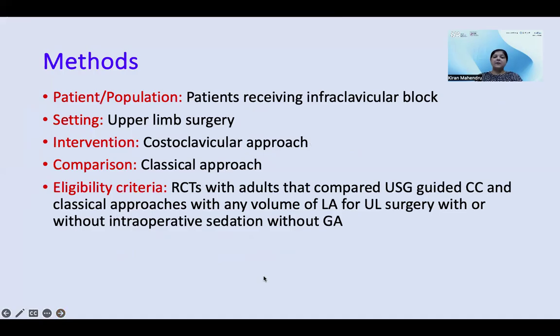The population was the patients receiving infraclavicular block in a setting of upper limb surgery, with the intervention group being the costoclavicular approach and the comparison group being the classical approach. The RCTs with adults that compared ultrasound-guided costoclavicular and classical approaches with any volume of local anesthetic for upper limb surgery, with or without intraoperative sedation but without general anesthesia, were eligible for the meta-analysis.